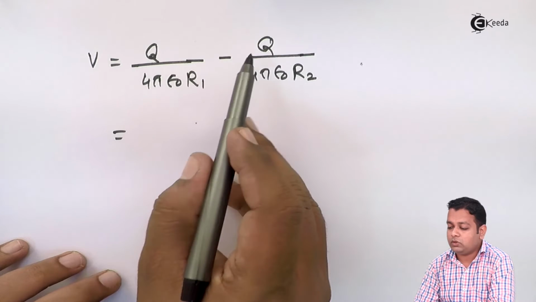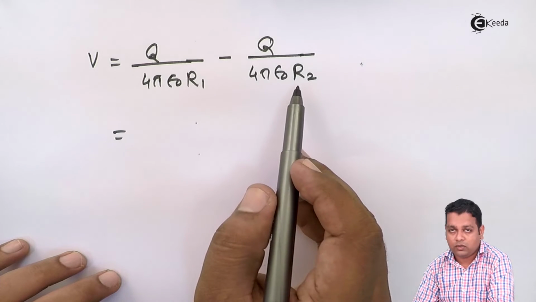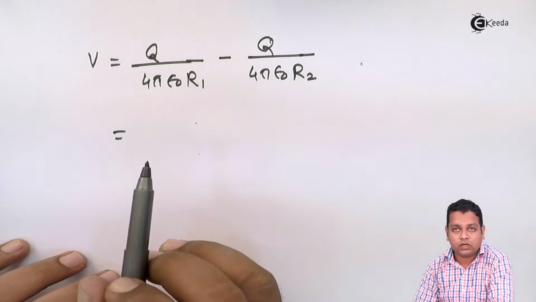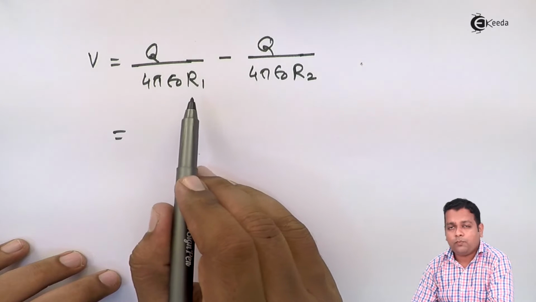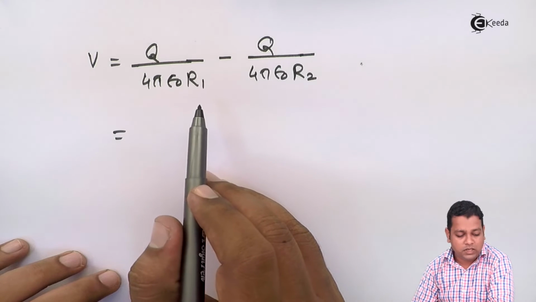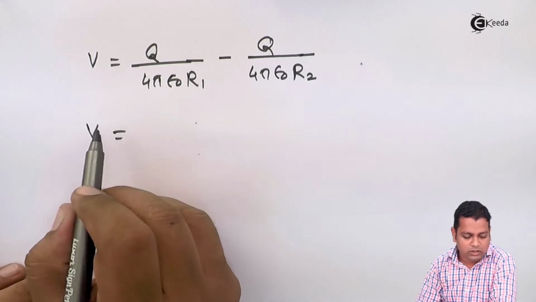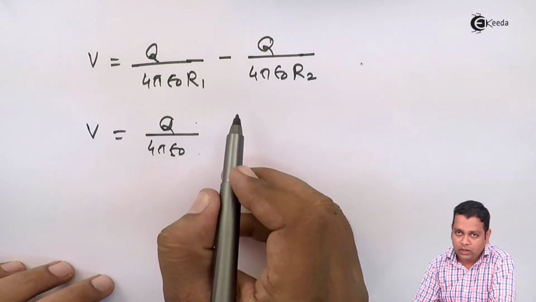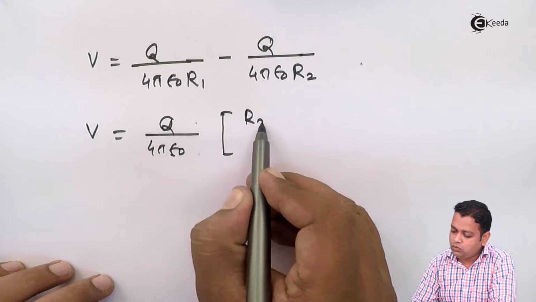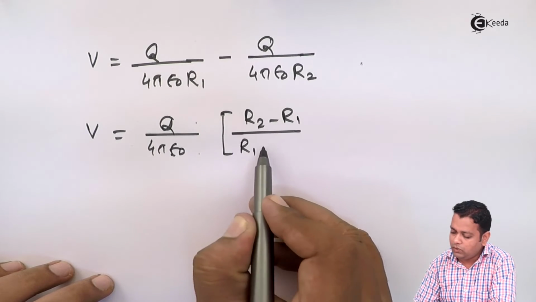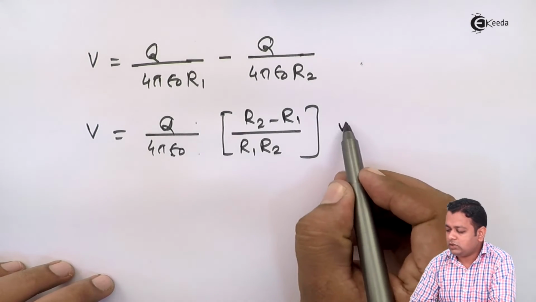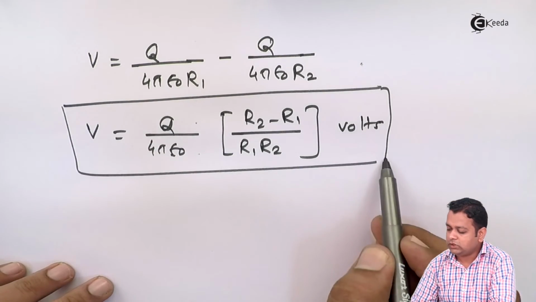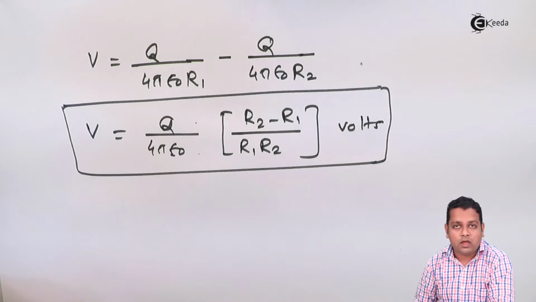Now Q upon 4 pi epsilon 0 is common, but R1 and R2 are different. R1 and R2 are the distances joining the positive Q and negative Q to the field point P. Though they have approximately the same length, a small difference is there. So the formula for V can be rewritten as Q upon 4 pi epsilon 0 taken outside as a constant. In the bracket we have (R2 minus R1) upon (R1 into R2), and as this is potential I must write the unit in volts. So this can be the generalized expression for potential due to an electric dipole.